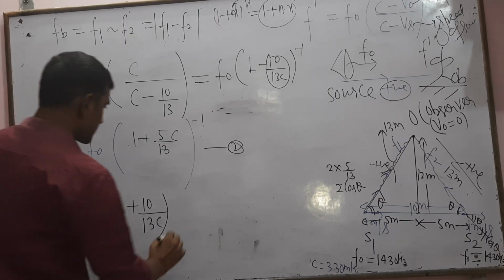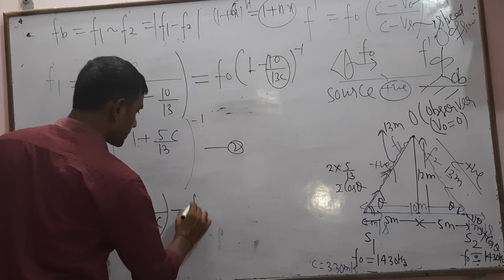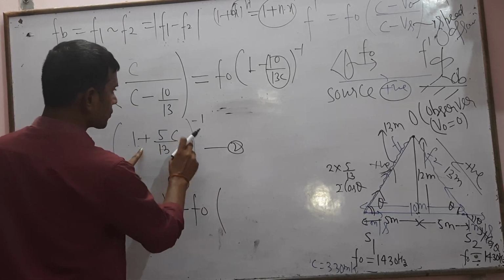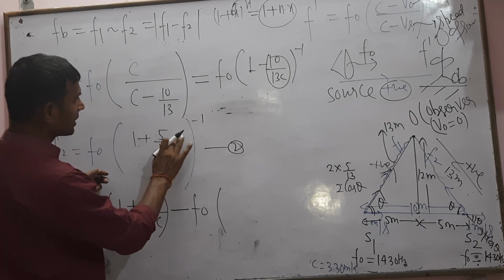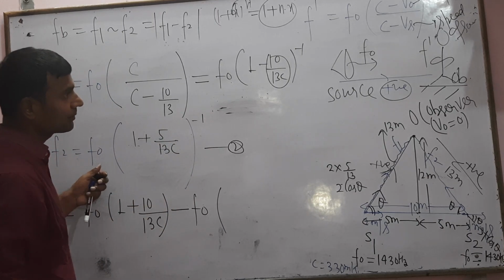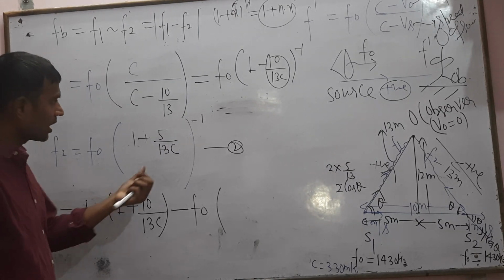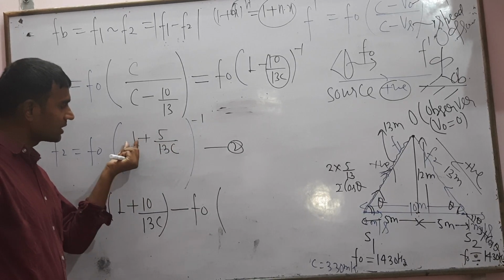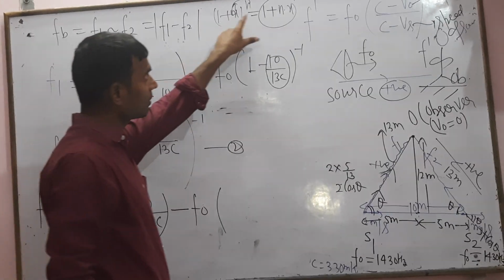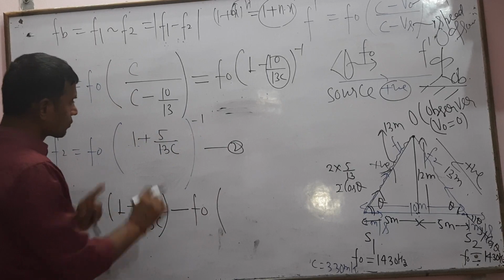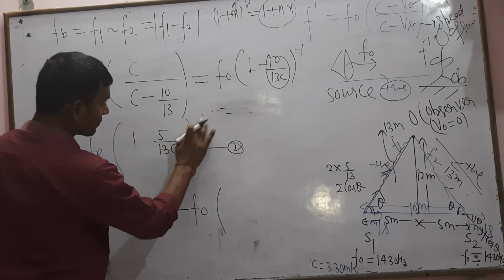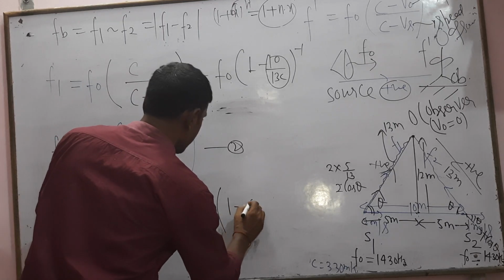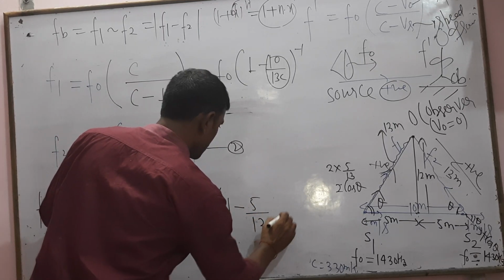Okay. Minus F2. F2 means F0 into 1 plus x raised to minus 1. The same condition will be applied here. Also write here 5 upon 13 C. So 5 upon 13 C is a very small quantity compared to 1, so the same binomial expansion will be applied. Minus 1 goes into that expansion, and you can say 1 minus 5 by 13 into C.